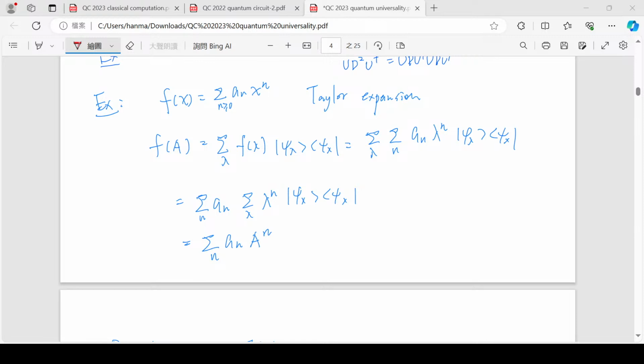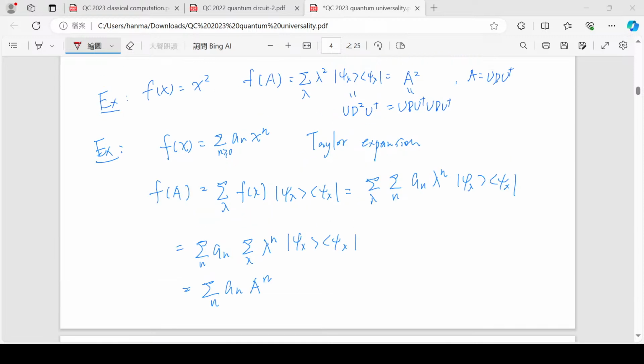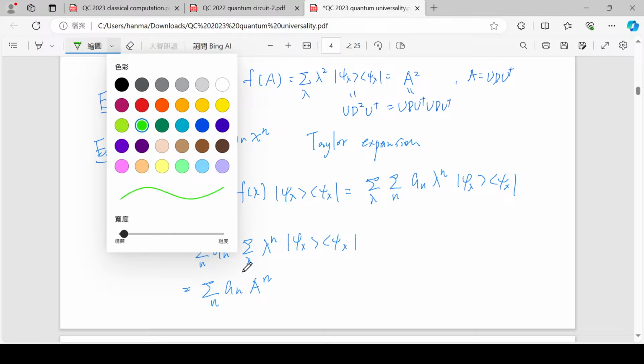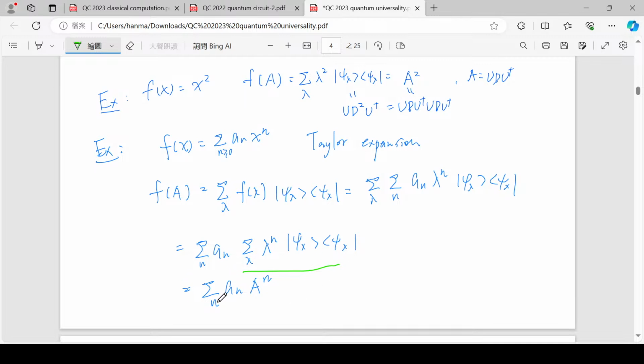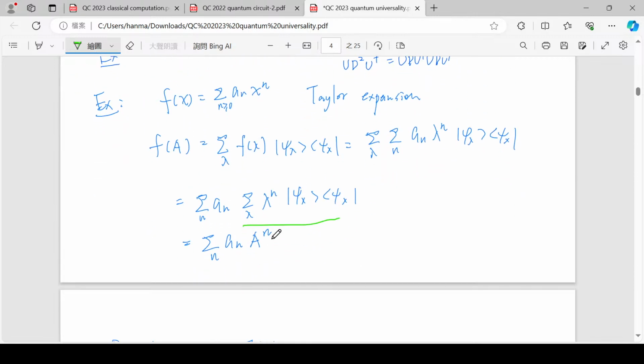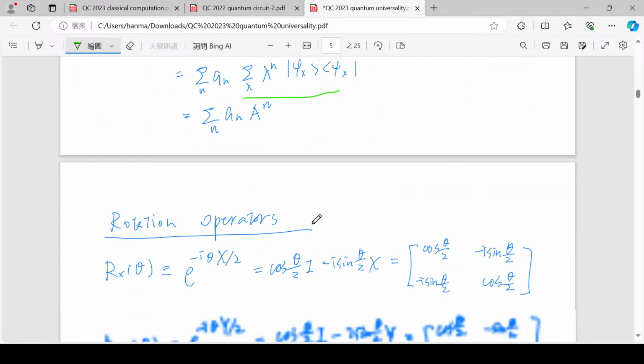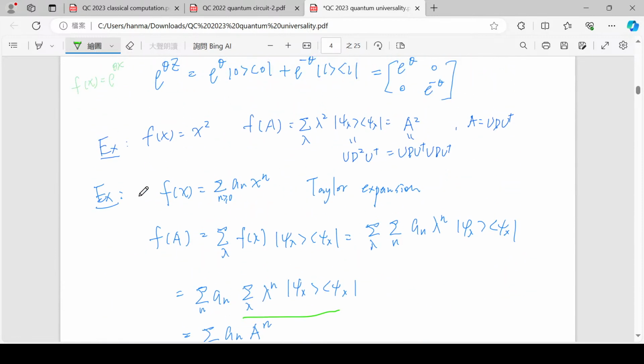And then you reverse the ordering of summation, you put a_n outside, and you have the summation over lambda of lambda^n times psi lambda. Then this part you use the same reasoning as before. You see this part is a to the n, and then you have the summation of small n a to the n. So every polynomial is just a polynomial of a to the n, and basically this gives you a definition for every function, right?